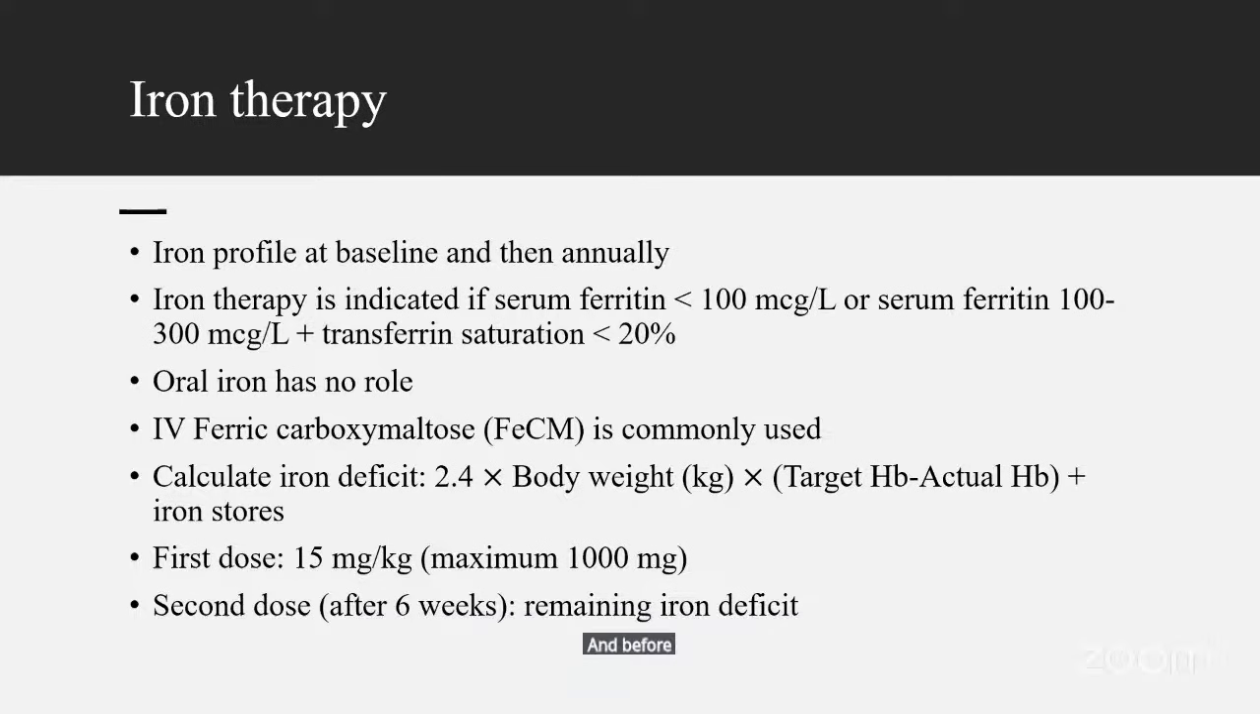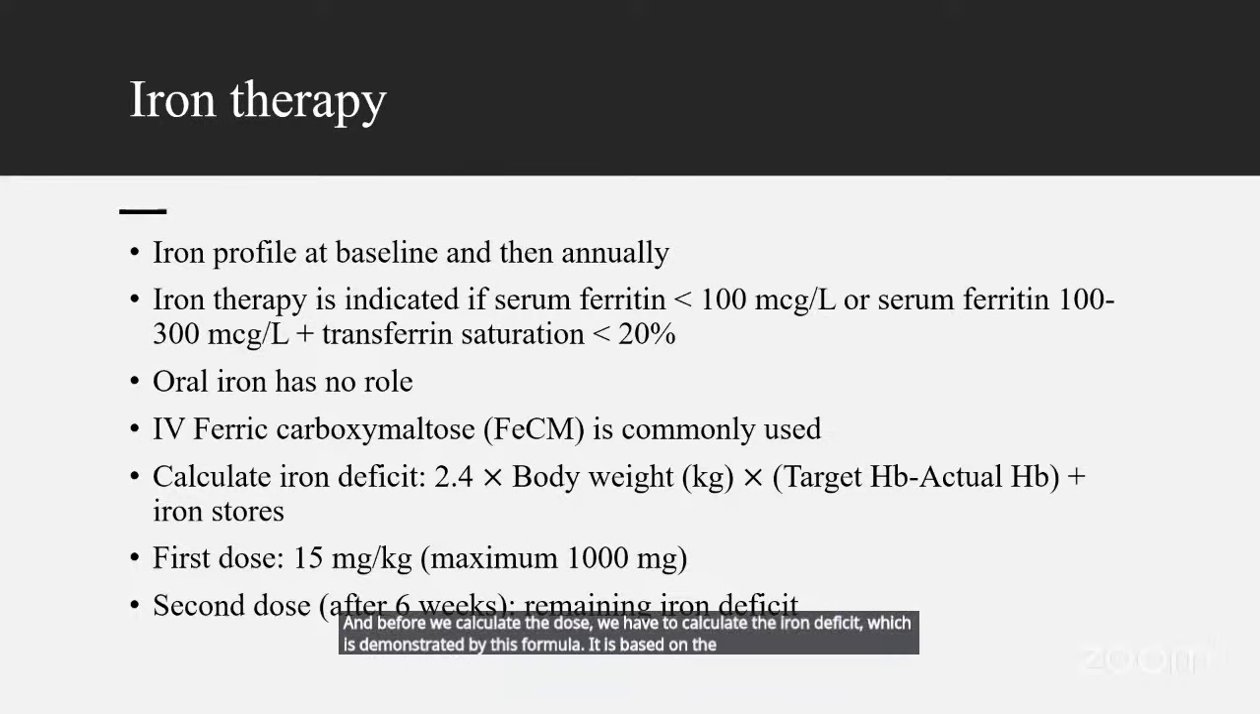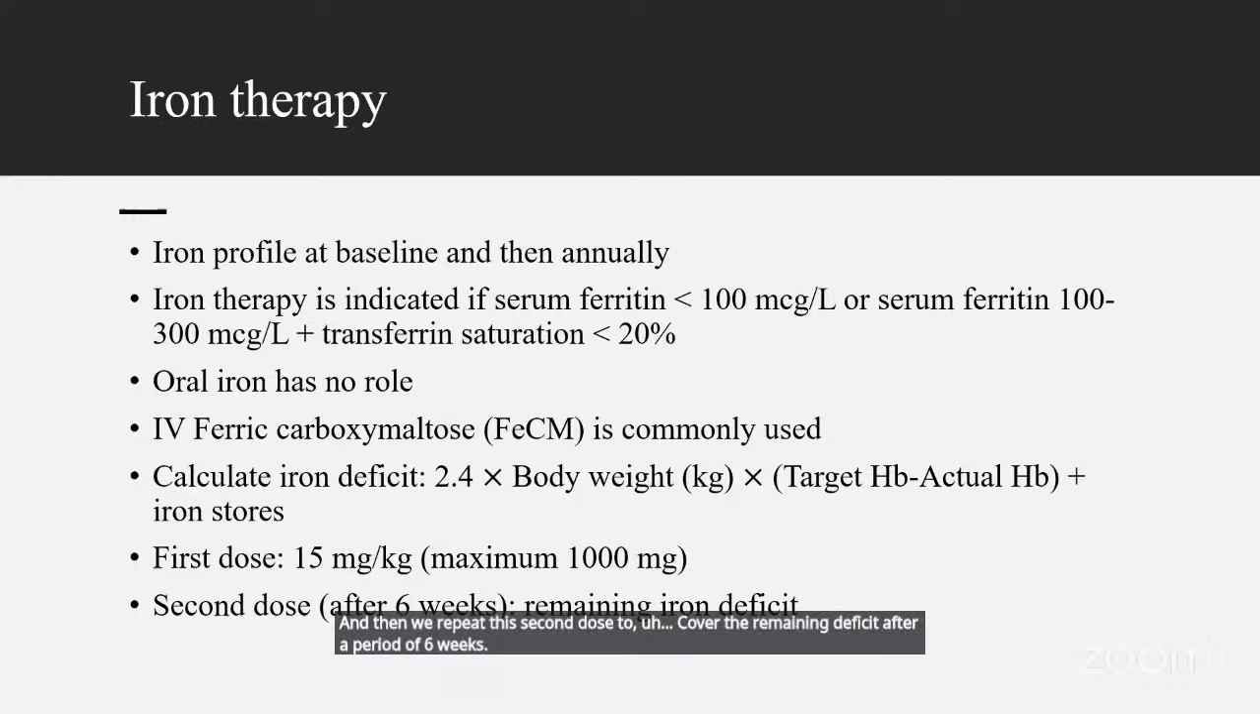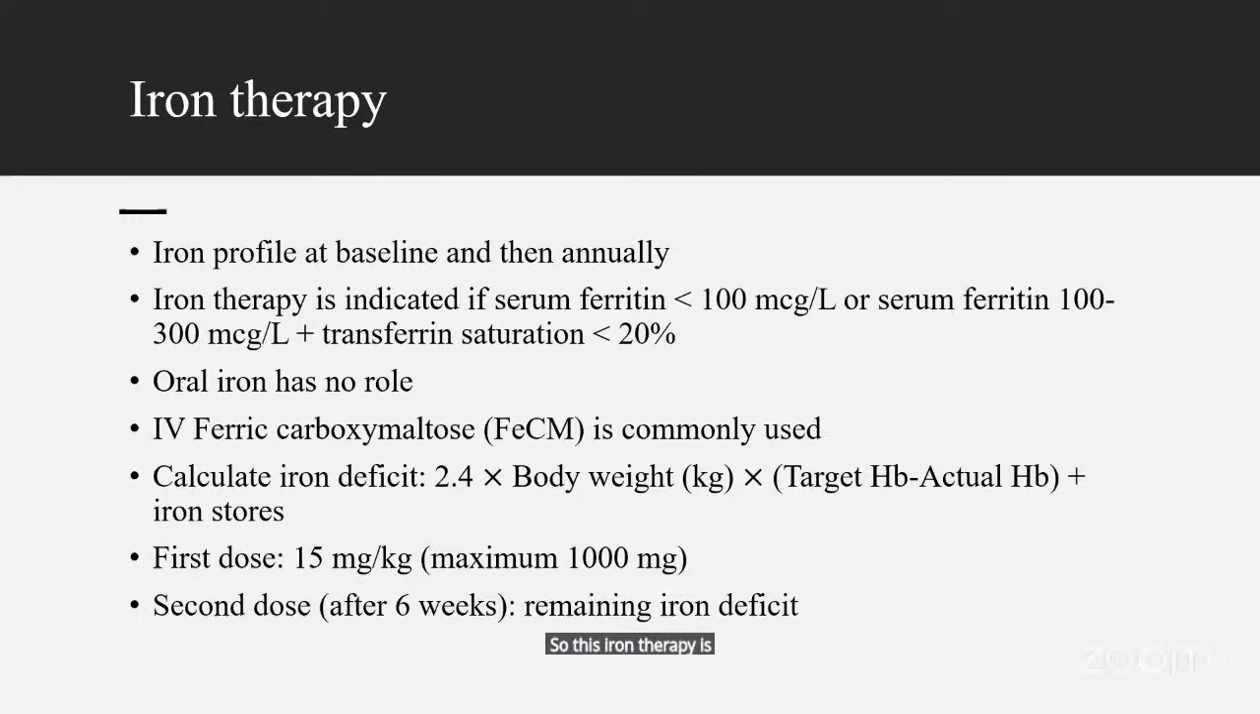Before we calculate the dose, we have to calculate the iron deficit, which is demonstrated by this formula. It is based on the body weight and the actual hemoglobin of the patient at that point of time. It is provided in two doses. The first dose is given as 15 milligram per kg, to a maximum of 1000 milligram in one setting. Then we repeat the second dose to cover the remaining deficit after a period of 6 weeks. This iron therapy is to be given as an infusion, generally over at least 1 hour.